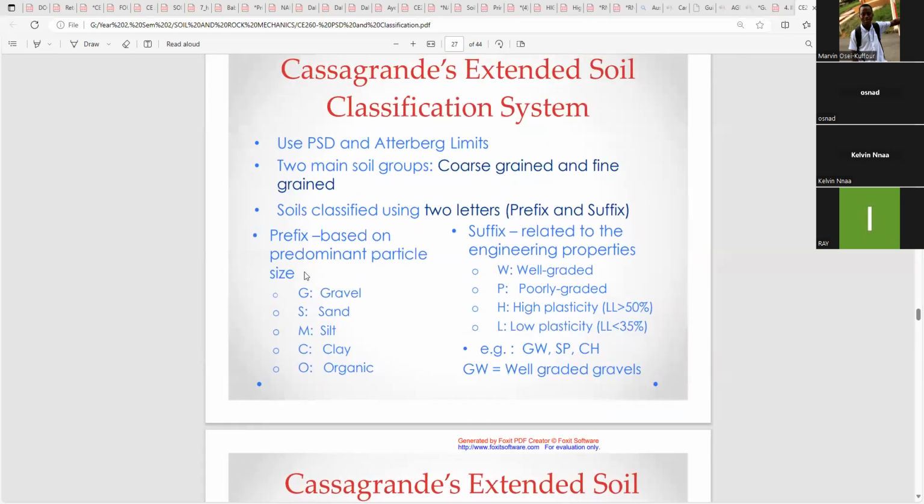So with the Casagrande extended soil classification system, we use the PSD and the Atterberg limits to classify the soils. And the prefixes that we mostly see: G to represent gravel, S to represent sand, M to represent silt, C for clay, O for organic. We have H to be high plasticity, L to be low plasticity, P to be poorly graded, and W to be well graded.